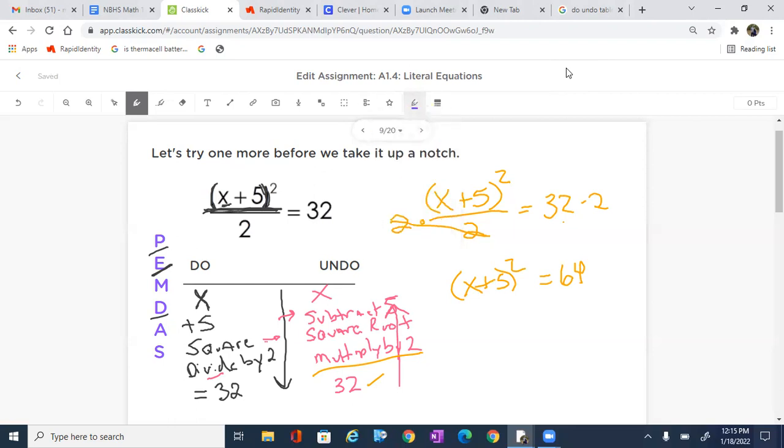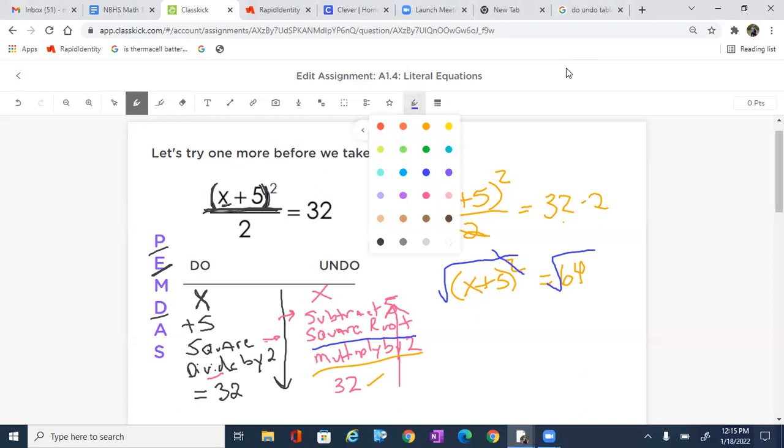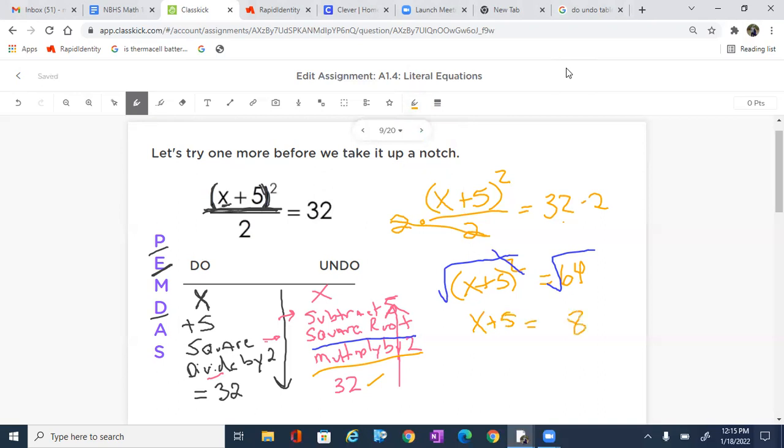Now we're going to go to our next step, which is the square root. So we had to get rid of the square, so we're going to do the square root. We take the square root of both sides. The square and the square root are inverses, so they undo each other. Okay, and that's going to leave us with x plus 5. And then we have to take the square root of 64, and we know that the square root of 64 is 8. But do remember that it is plus or minus 8, because you can have a positive 8 or negative 8 that gets you that total value of 64.